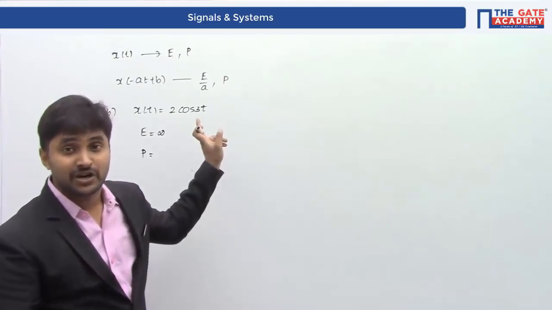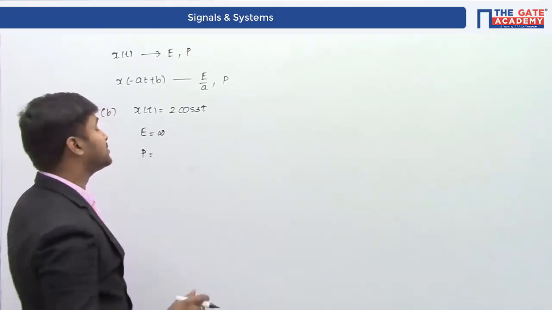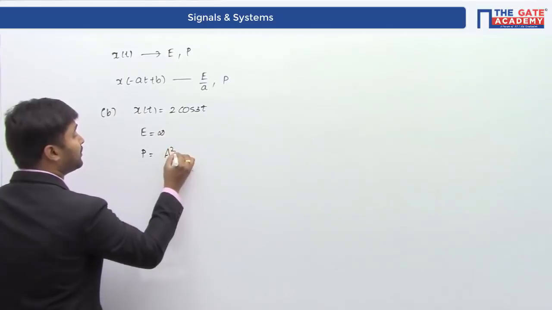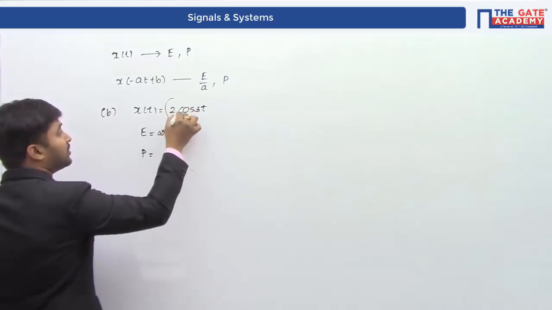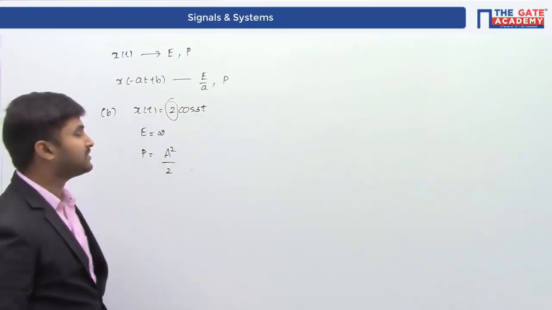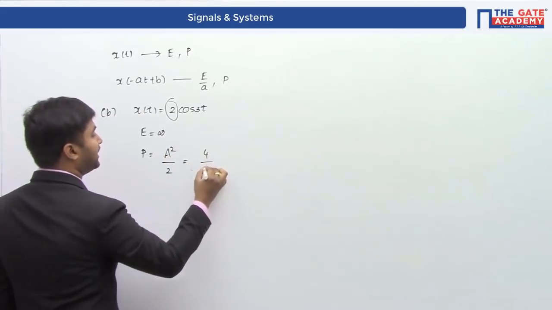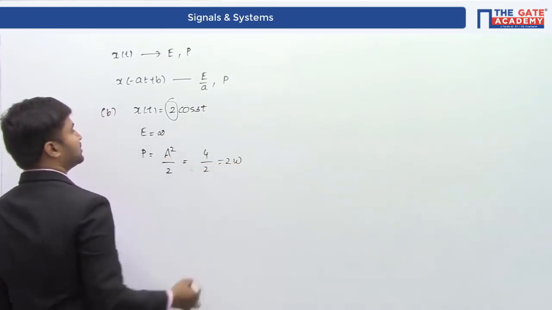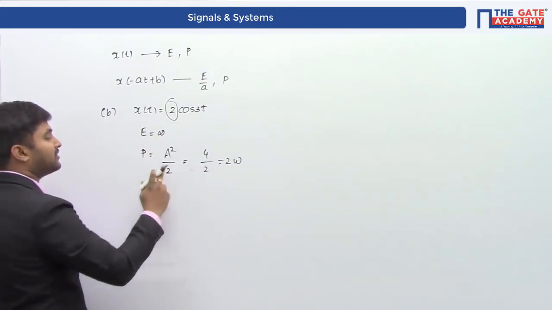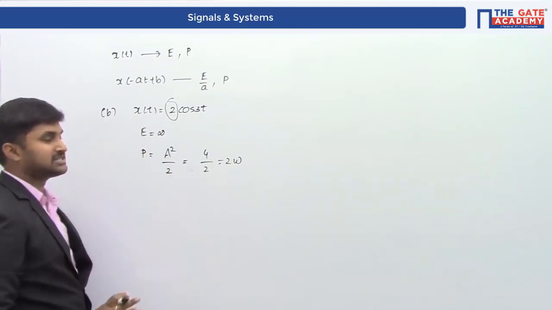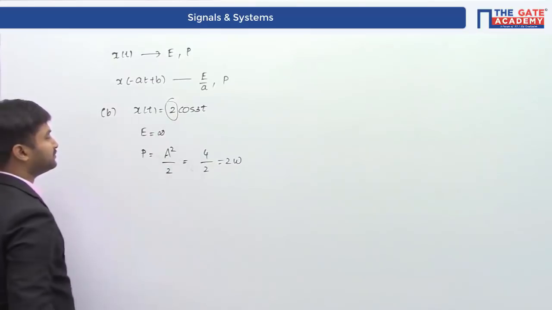And this is a sinusoidal function. And when it is a sinusoidal function, I can have A square by 2, where A is the amplitude of the signal. So therefore it's going to be 4 by 2, which is 2 watts. So the energy is infinity and the power is going to be equal to 2 watts. This is in the case of a signal x of t.